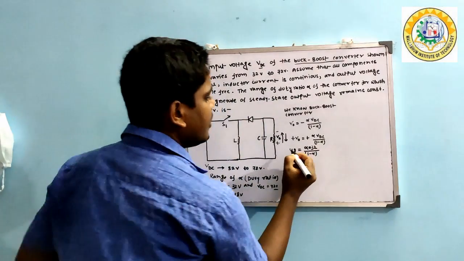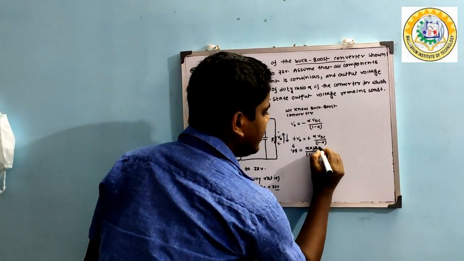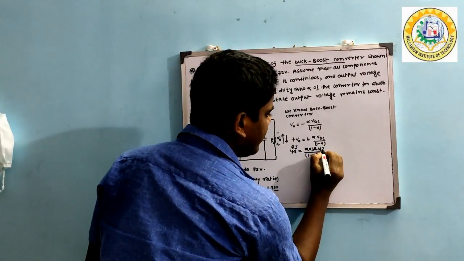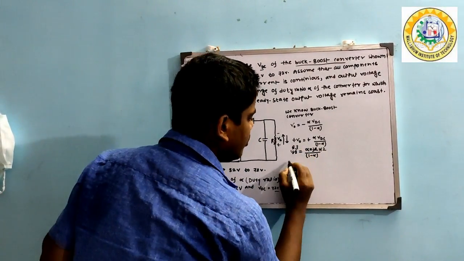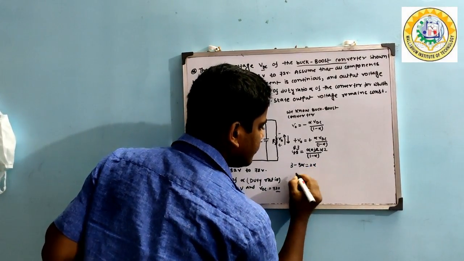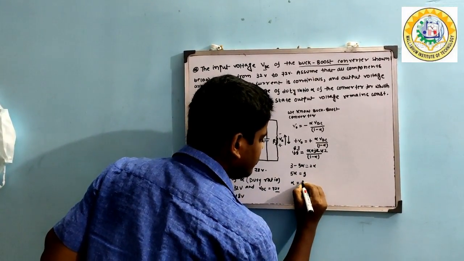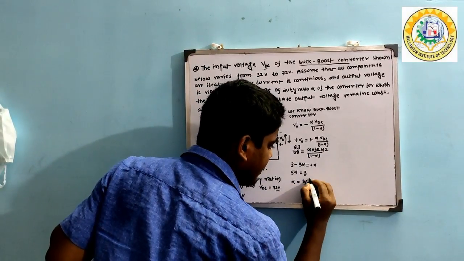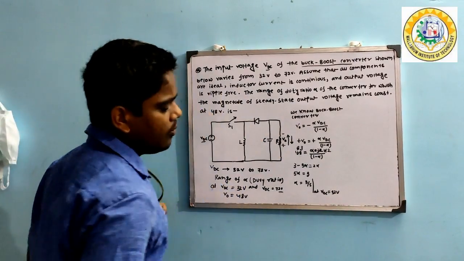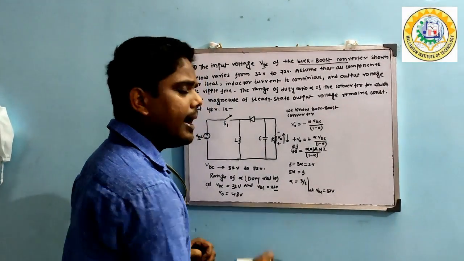Now 48, 8 6s are 48, 8 4s are 32. 2 3s are 6 and 2 2s are 4. So 3 minus 3 alpha is equal to 2 alpha. So 5 alpha is equal to 3. Alpha is equal to 3 by 5 when VDC equals 32 volt.